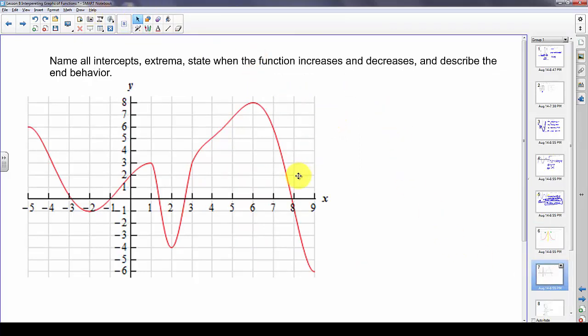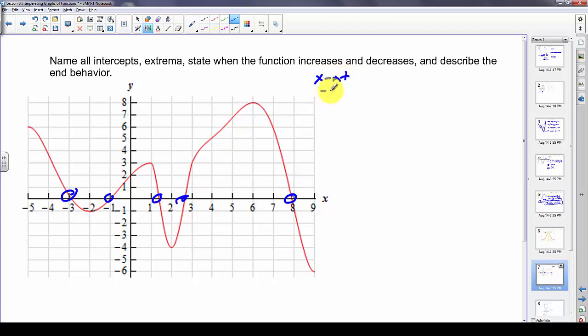So now I'm going to take this function and I'm going to describe all the following concepts. So there's quite a bit of them. First thing we're going to do is we're going to name all the intercepts. So let's go ahead and do that. First of all, let's look at my x-intercepts, where it crosses the x-axis. 1, 2, 3, 4, 5 spots. Okay?